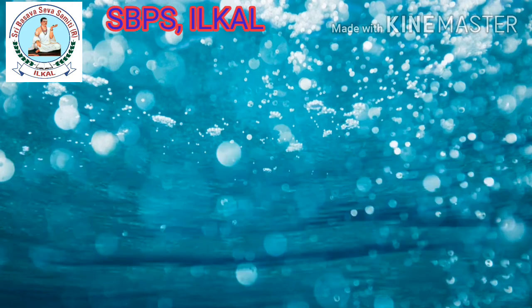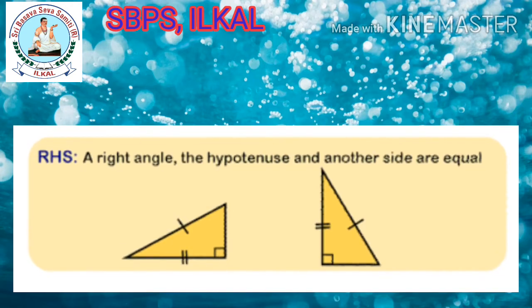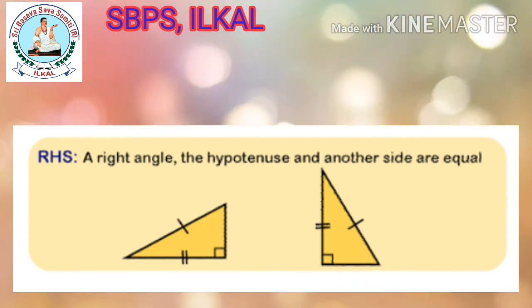The last congruence criterion, that is the fourth one, RHS, right angle, hypotenuse, side. A right angle, the hypotenuse and another side are equal. If you are comparing two right angled triangles, children, for this congruence criterion, it should have a right angle. The side opposite the right angle we call the hypotenuse. Hypotenuse will be the longest side. You know that. It means one right angle, one hypotenuse and another side should be equal. Then we can say both the triangles are congruent under the RHS rule.